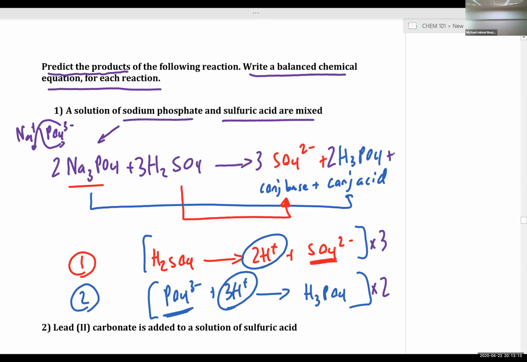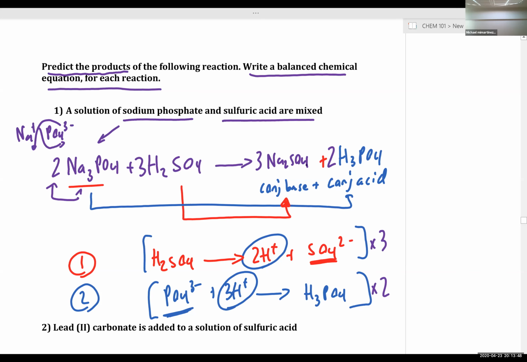Okay, and now just to complete this equation, how many sodium ions do we need on the right-hand side? How many sodium ions are we making? So what's 2 times 3? 6. Okay. And we're just going to combine our sodium and sulfate to write this as 3 sodium sulfate.